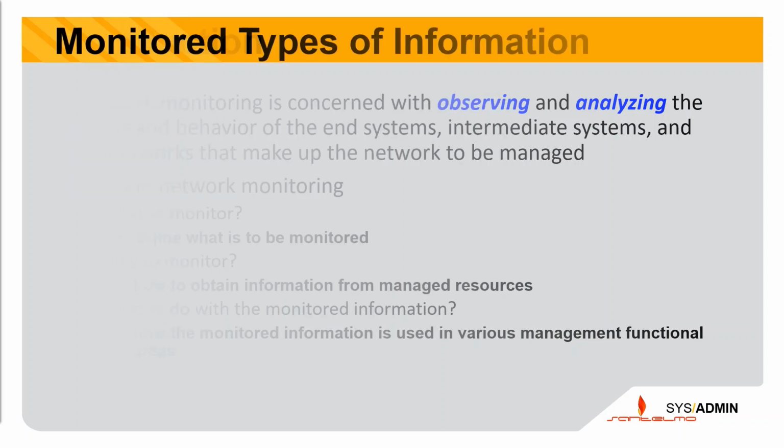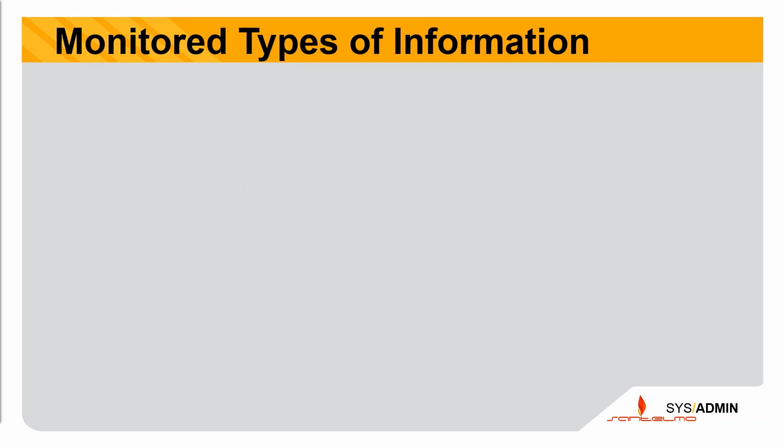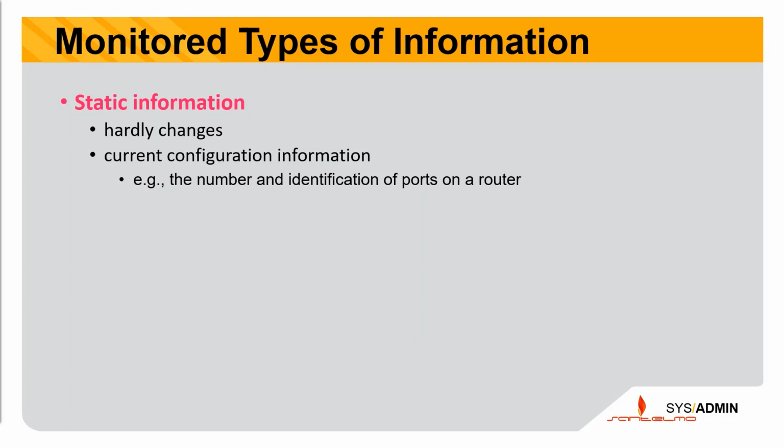Next, monitored types of information. This talks about static information. When you say static information, this is information that hardly changes. So, current configuration information. For example, if we're talking about the router, the number and identification of ports on the router is considered static information. The number of LAN or Ethernet interfaces on the router is considered static information. Also, if we're talking about the switches, the number of ports available on the switch is considered static information.